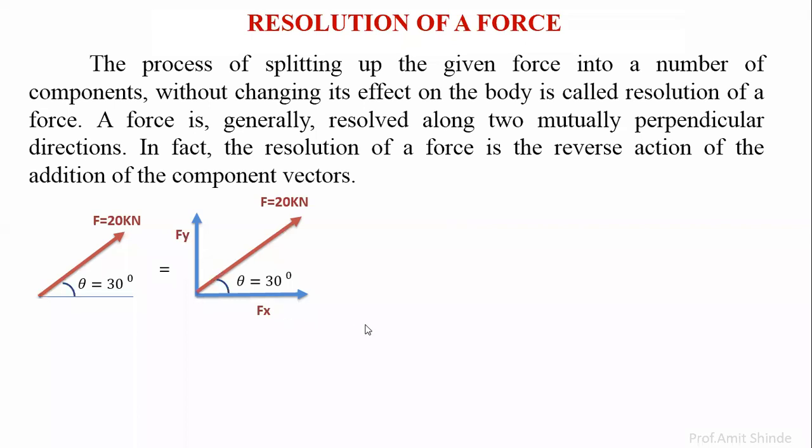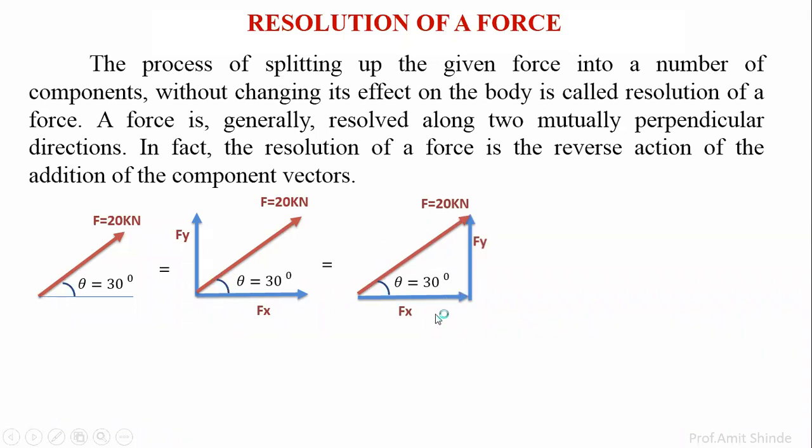Now, how to find the magnitude of these two forces? As we have seen, these are Fx and Fy, the two force components. Now let us see. I move this force from here to here, and it makes one triangle. In this triangle, this angle is 30 degrees. Fx is one side of the triangle, Fy is another side, and force F is the third side of the triangle.